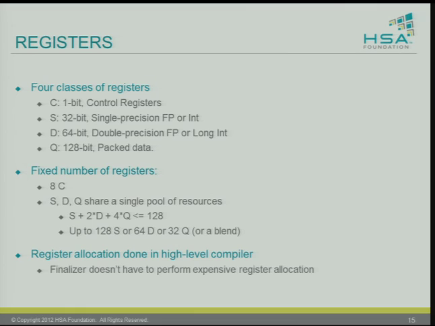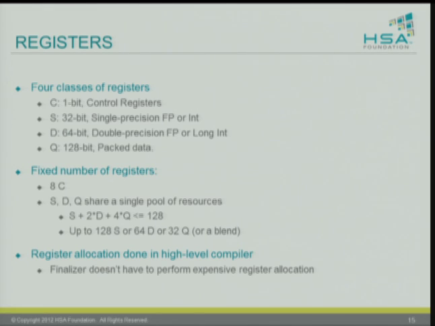Okay, registers. So this is a key feature of HSAIL that's different than some other intermediate languages that are on the market. Let me just start with the organization of the register file, and then we'll talk about the trade-off here. So HSAIL has 4 classes of registers. We have control registers, which are used for comparison instructions. So you do a comparison, that goes into a control register, and then you do a branch that looks at the control register. We have 3 classes of data registers, so those are S, D, and Q.